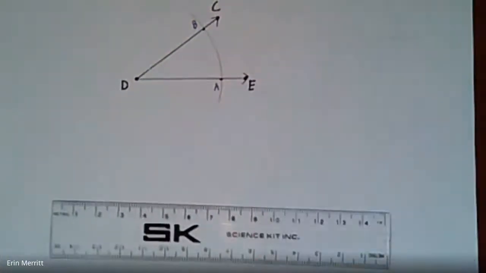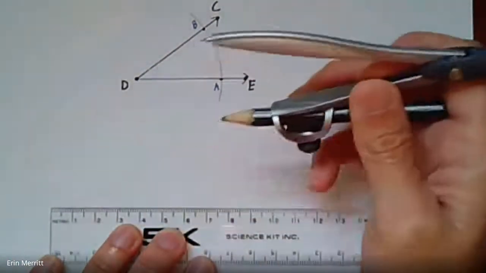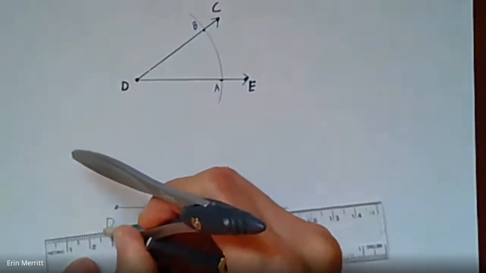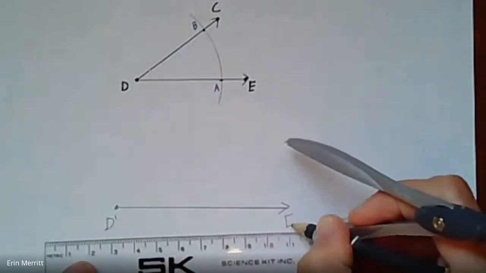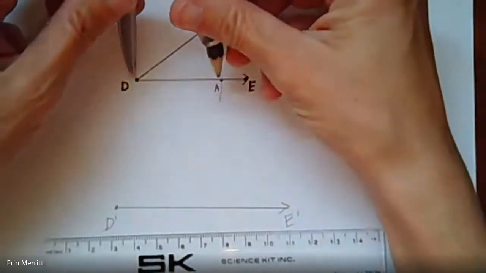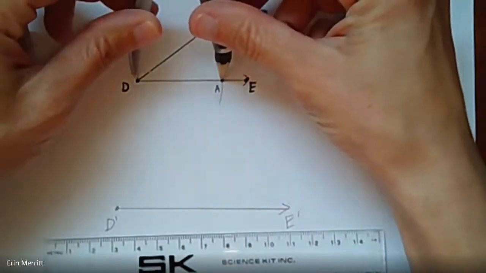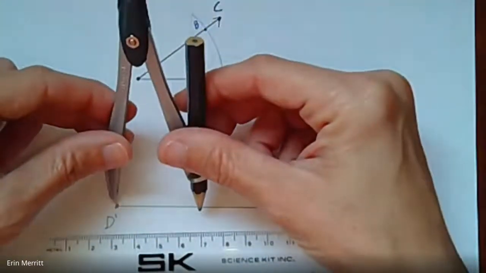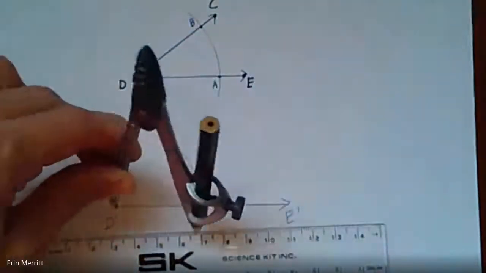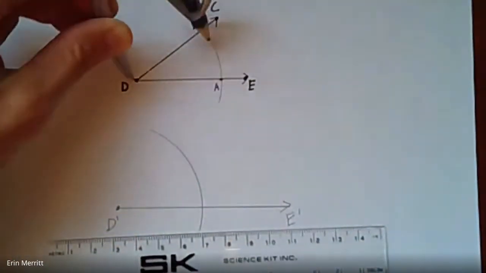I'm going to give myself a ray to work with that's just like ray DE. I'll put D prime on one end, and E prime over here. Then I'm going to mark that same arc. Notice that the length didn't change. Come down and put your pointer on point D prime, and swipe an arc here so that this arc matches that one.